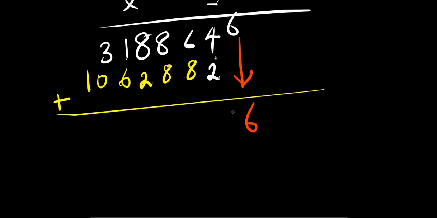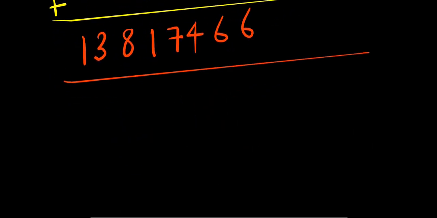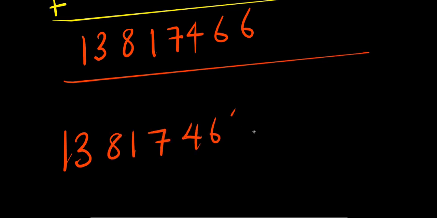This 6 here, we have it here. This is 6. This is 14. 4 carry over 1 out here. That is 9 plus 8, 17. 7 carry over 1 out here. That is 11. 8 plus 3, that is 11. 9 plus 2, 11. 1 carry over 1 out here. 8. This is 3. And this is 1. So, in total, what you are getting is 13817466.